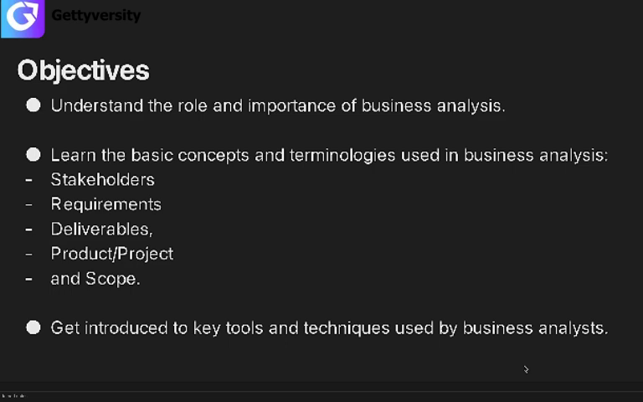Understanding the role and importance of business analysis. Business analysts work closely with stakeholders to understand and identify business needs and change, or challenges. They identify what the organization aims to achieve and the problems it seeks to solve.